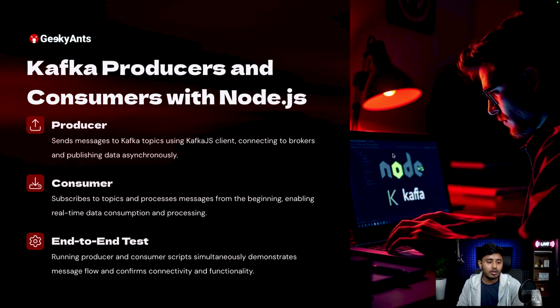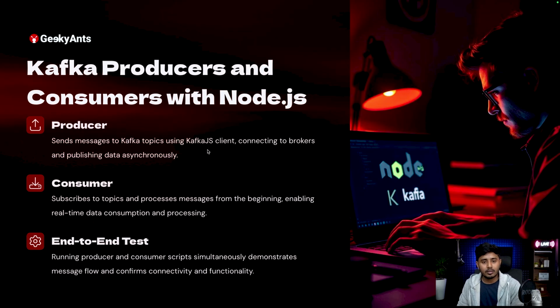First of all, the producer, as I said, will send the messages to the Kafka topics, where it will store them using the Kafka.js client, and these are connected to the brokers and publishing data asynchronously. Consumers, on the other hand, will subscribe to these topics where the data is stored, and will process these messages from the beginning, and it will show you all the data that has been sent.